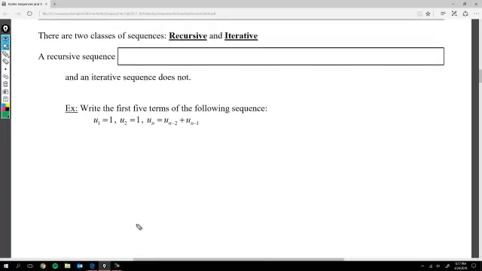Okay, last bit. There are 2 types of sequences that we work with, recursive and iterative. Recursive we see a lot in programming, we see iterative a lot in programming as well, but iterative functions are more like what you've been dealing with in math for forever, whereas recursive functions you've probably seen in programming. A recursive sequence relies on preceding terms. Okay, what I mean by that is, another way of putting that is you need previous terms.